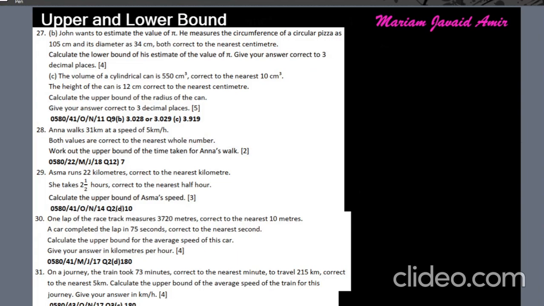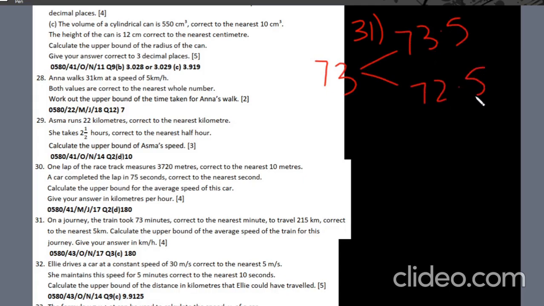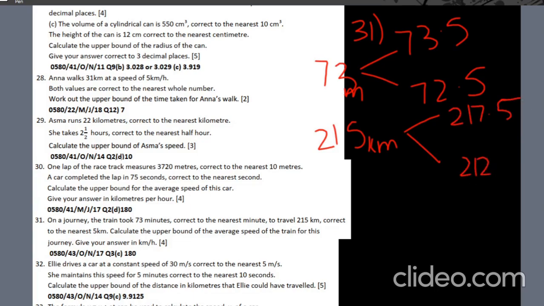Okay. Question 31. On a journey the train took 73 minutes, correct to the nearest minute. So 73 correct to the nearest minute means 73.5 and 72.5. To travel 215 kilometers, correct to the nearest 5 kilometers. So add 2.5 to it, we get 217.5. Subtract 2.5 from it, we get 212.5. Upper bound and lower bound of the distance.